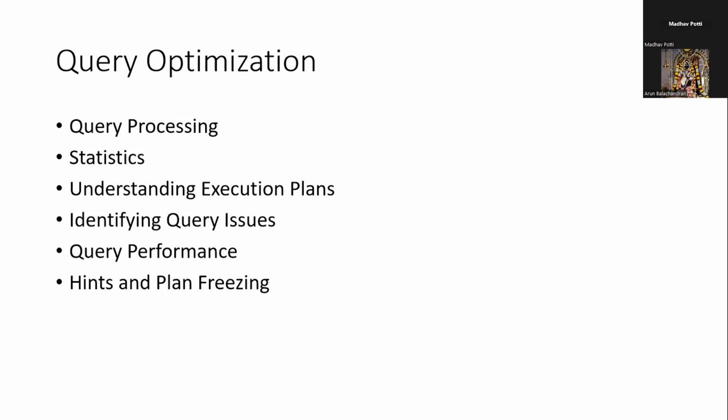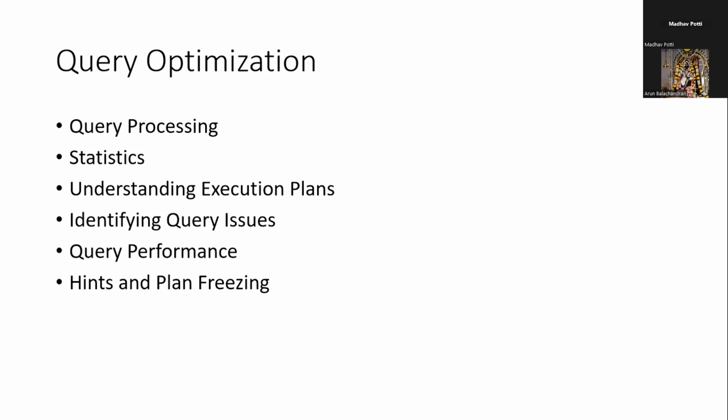Finally, we come to the topic of query optimization, where we will see how the query is processed initially. And we will see how to read the query processing using execution plan. We will see how statistics is updated. What is statistics? So we will see that there are two types of optimization: rule-based optimization and statistics-based optimization.